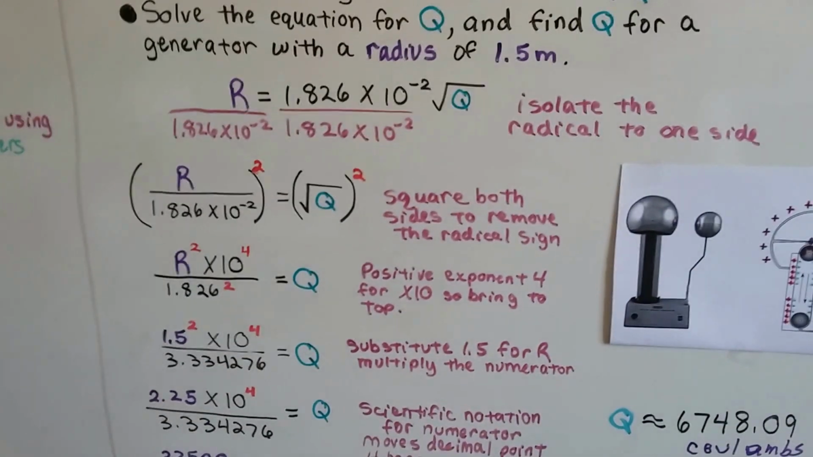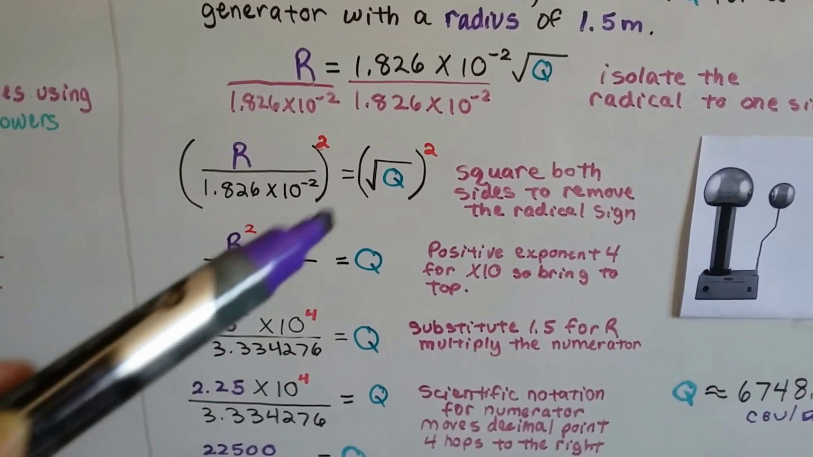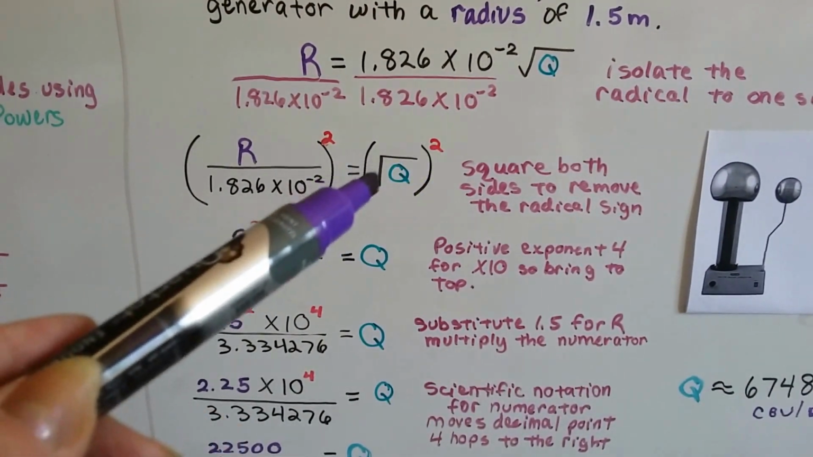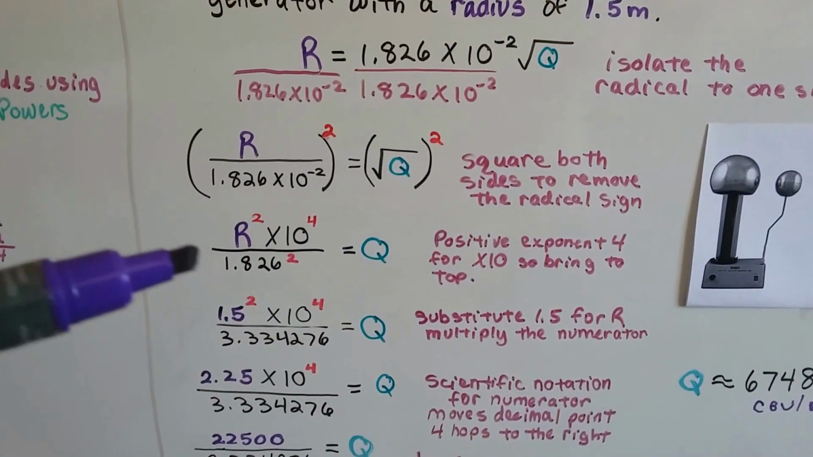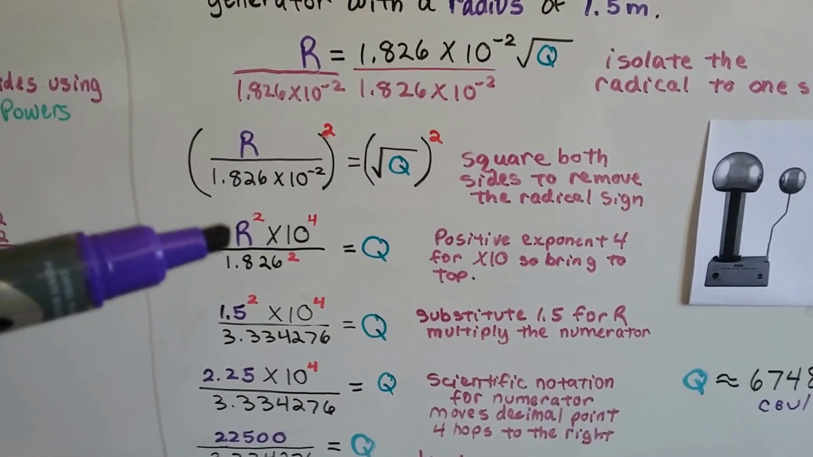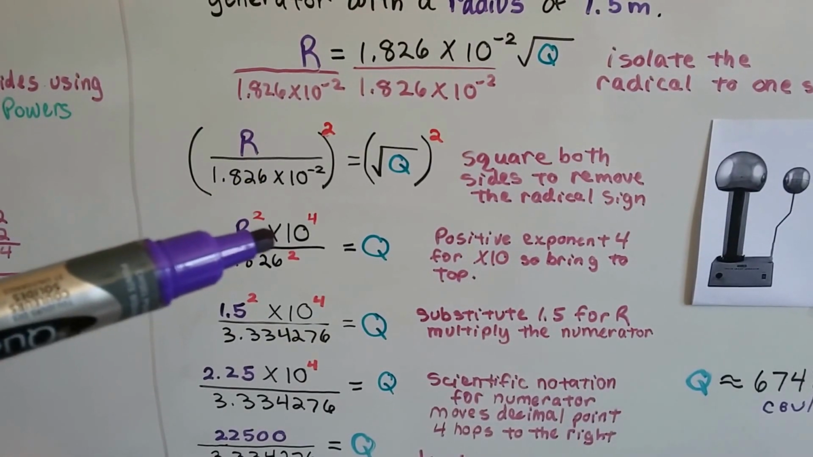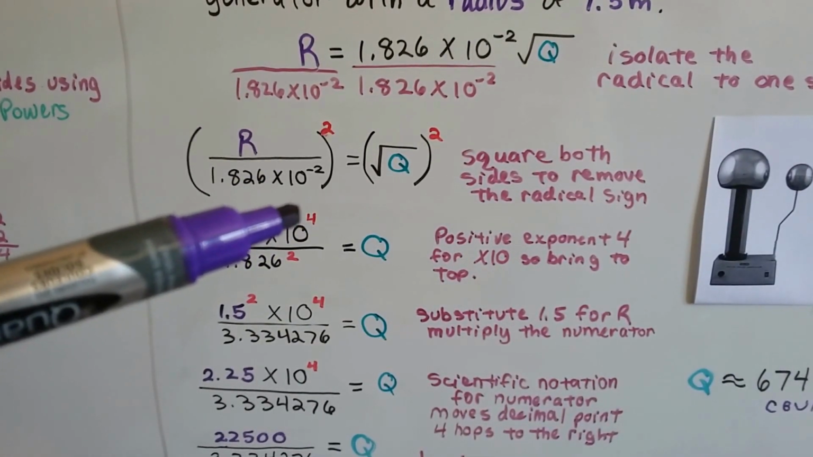And we're going to square both sides to remove that radical sign using that principle of powers. So now, because we did that, we just have a Q on this side. But on this side, this is what's interesting. The R squared, that's understandable. But why is the times 10 to the fourth up here?